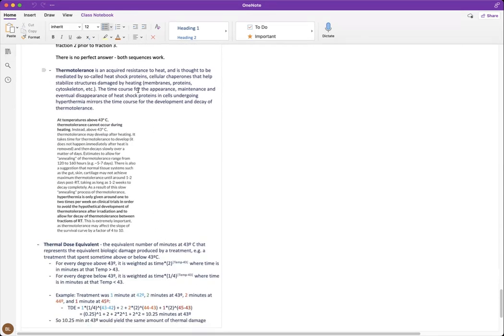Thermotolerance is acquired resistance to heat, and it's thought to be mediated by the heat shock proteins, which I mentioned above. The time course of heat shock proteins appearing and maintaining things and then eventually disappearing mirrors the time course for the development and decay of thermotolerance. Okay, that makes sense.